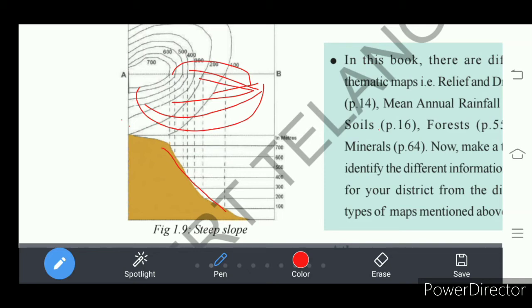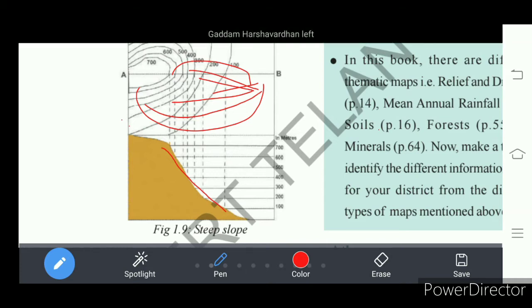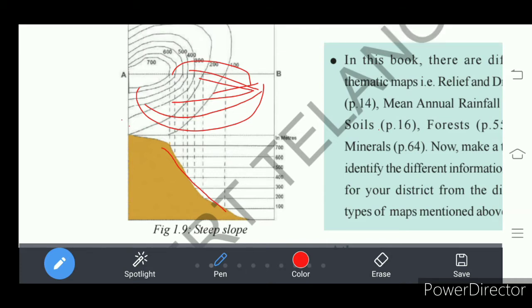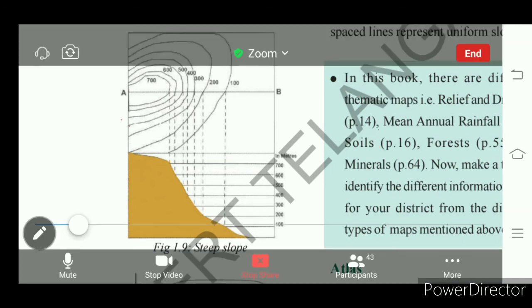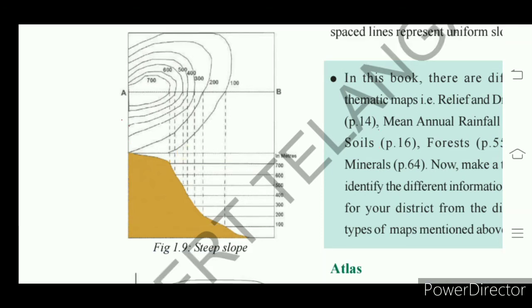If the contour lines are a long distance from one to another, then you should understand it is a gentle slope. So with the help of contour lines, we can identify the slope of the places and how much height there is for the given places. So it is steep slope.